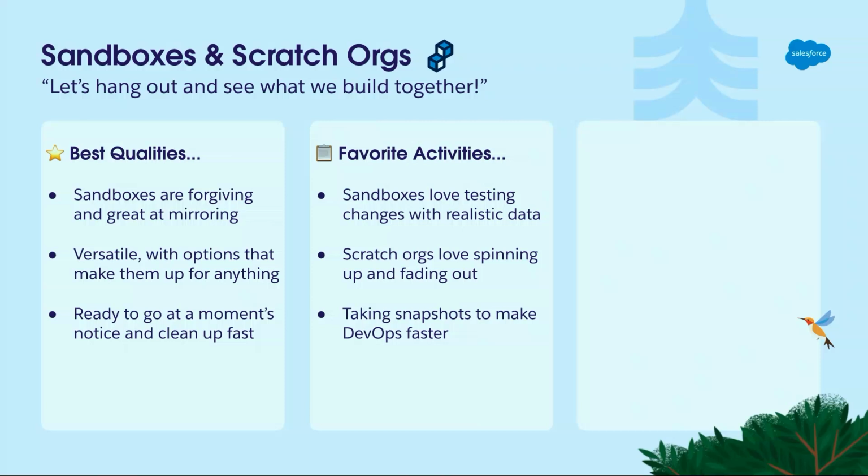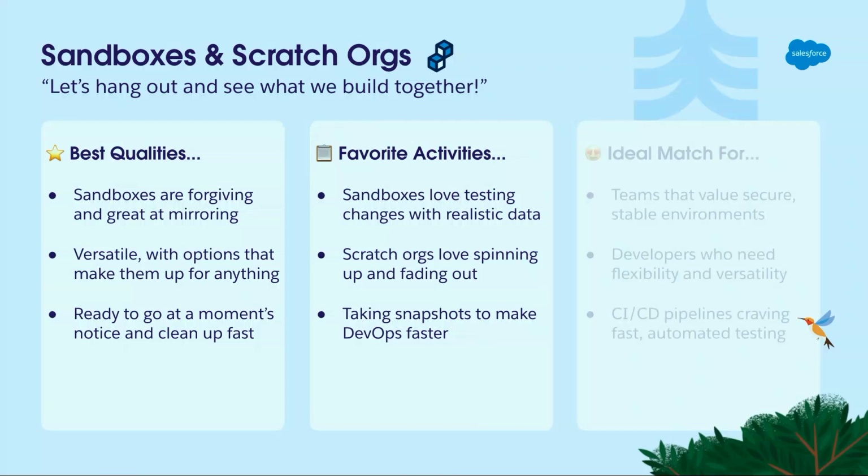Scratch orgs, they like spinning up and fading out. That kind of quick build, quick destroy, that's perfect for DevOps pipelines. And Danny had mentioned this snapshots feature. Snapshots allow you to create what you need in a scratch org, install packages, metadata, data, take a snapshot so that if you have a DevOps pipeline, when you need to spin that same configuration up, you get a new scratch org based on the snapshot, and it makes DevOps a lot faster.